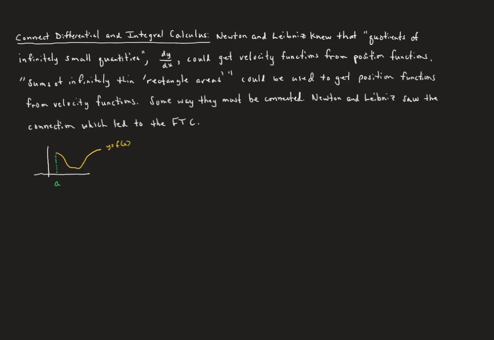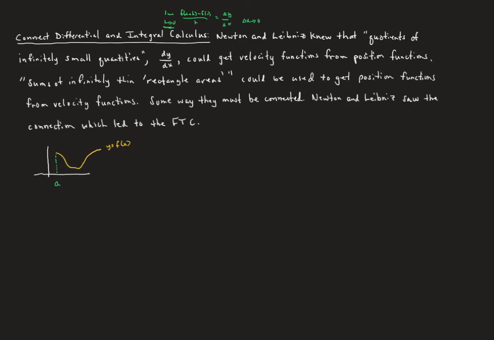So Newton and Leibniz knew that the quotients of infinitely small quantities, that is dy dx, remember we are taking this limit as h goes to 0 of f of x plus h minus f of x all over h, which can be thought of as a change in y over the change in x as that delta x goes to 0. That's another way of thinking or saying that. So Newton and Leibniz knew that these infinitely small quantities could get velocity functions from position functions. And that's where they kind of came from.